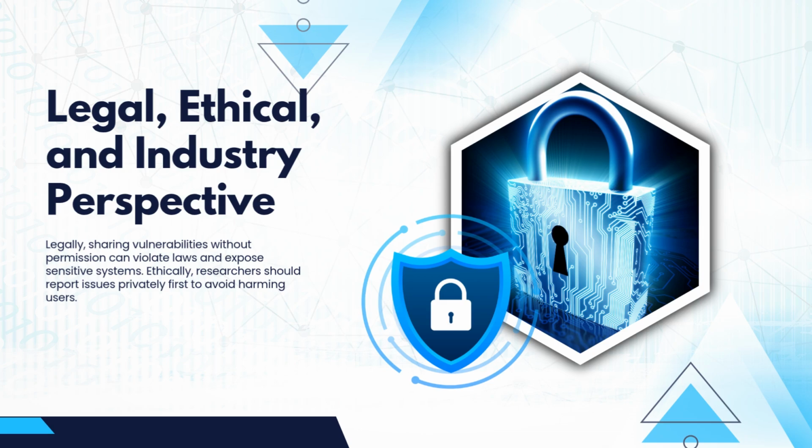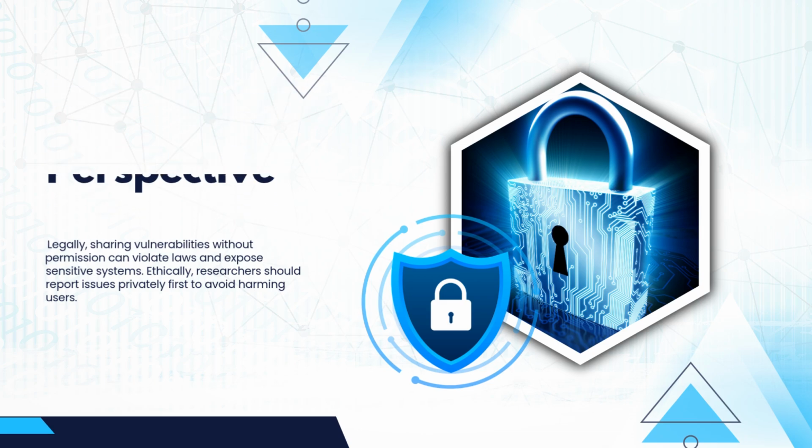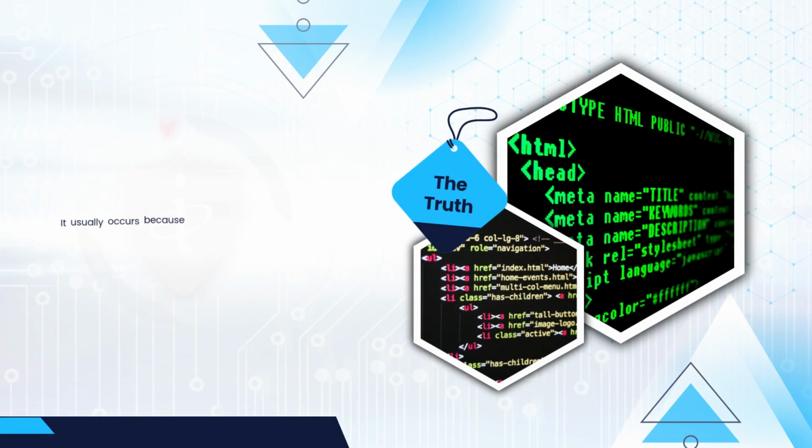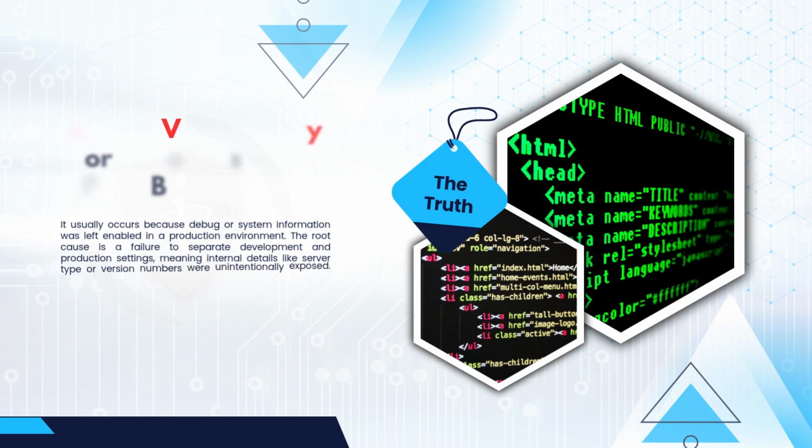From a legal, ethical, and industry perspective, vulnerability disclosure must be handled carefully. Legally, sharing vulnerabilities without permission can violate laws and expose sensitive systems. Ethically, researchers should report issues privately first to avoid harming users. Industry standards follow responsible or coordinated disclosure, where vulnerabilities are reported to the vendor, fixed, and only made public after remediation or after a set time period. The best practice is to disclose vulnerabilities publicly only after they have been patched or after the organization has had enough time to fix them, ensuring users are protected while still allowing transparency.